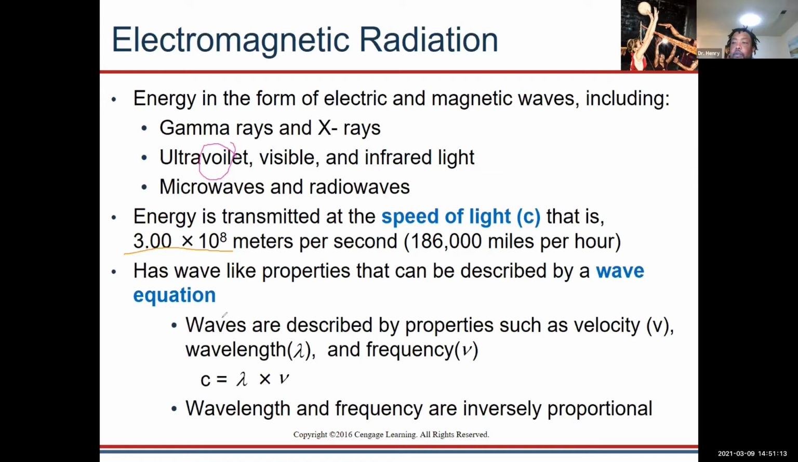Okay, since it's a wave particle, we have what we call the wave equation. We basically say that the speed of light c is equal to lambda, which represents the wavelength, times nu. This is nu, it's not a V, as in "I have new shoes," but it's NU. Nu is frequency. So lambda is wavelength, length.